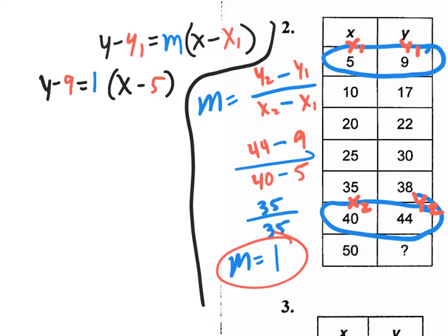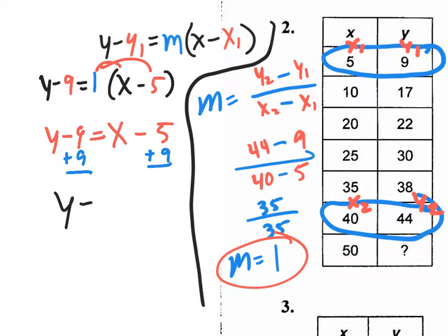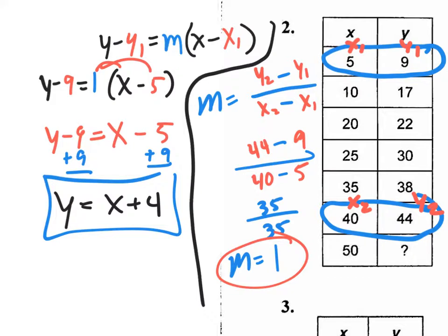So here's our equation. And to get it in y equals mx plus b, all we do is distribute the 1, which is not going to change anything. It's simply going to be x minus 5. Bring down the equal sign, bring down y minus 9. Add 9 to both sides. And you'll have y equals x plus 4. So this is our prediction equation, right? This is our equation that represents that blue line that best fits.